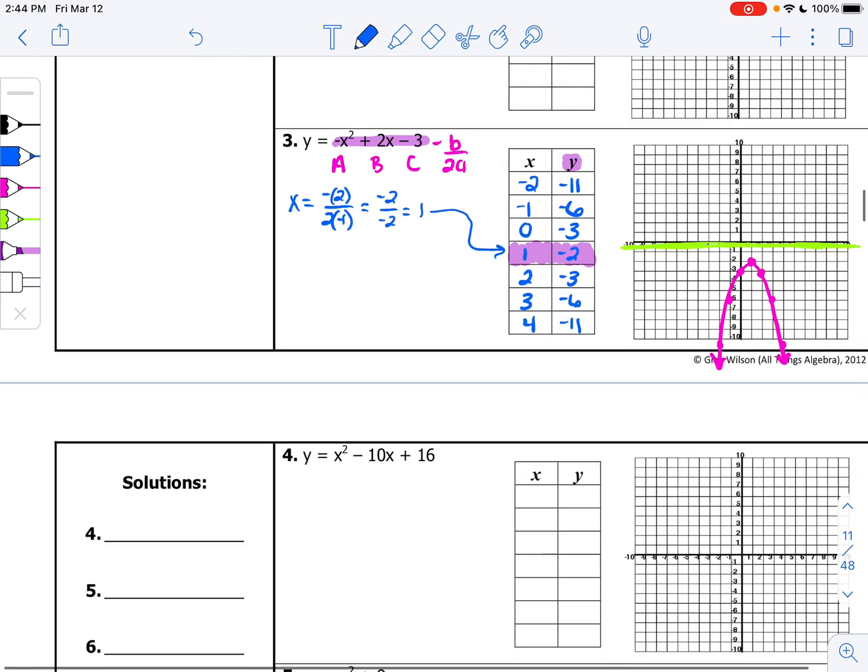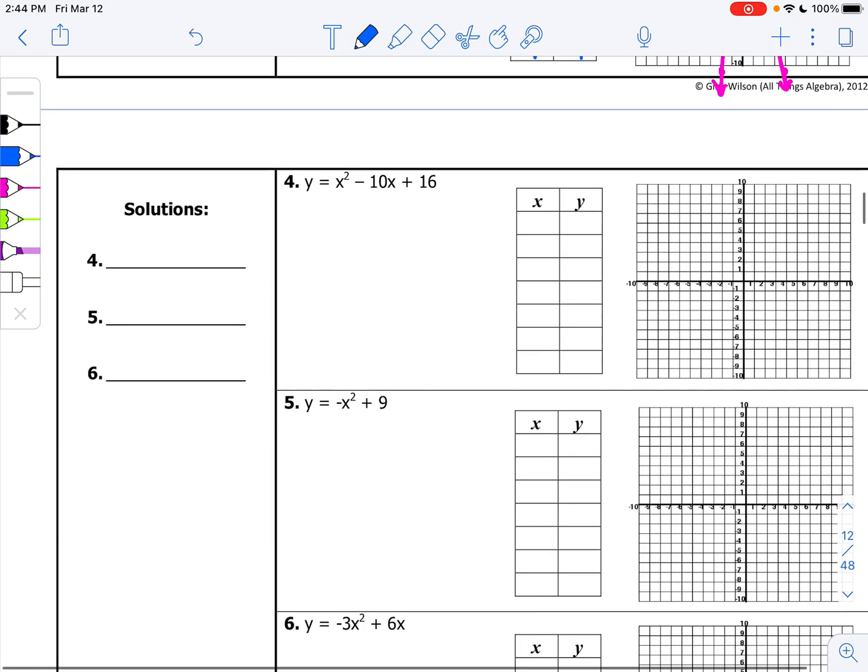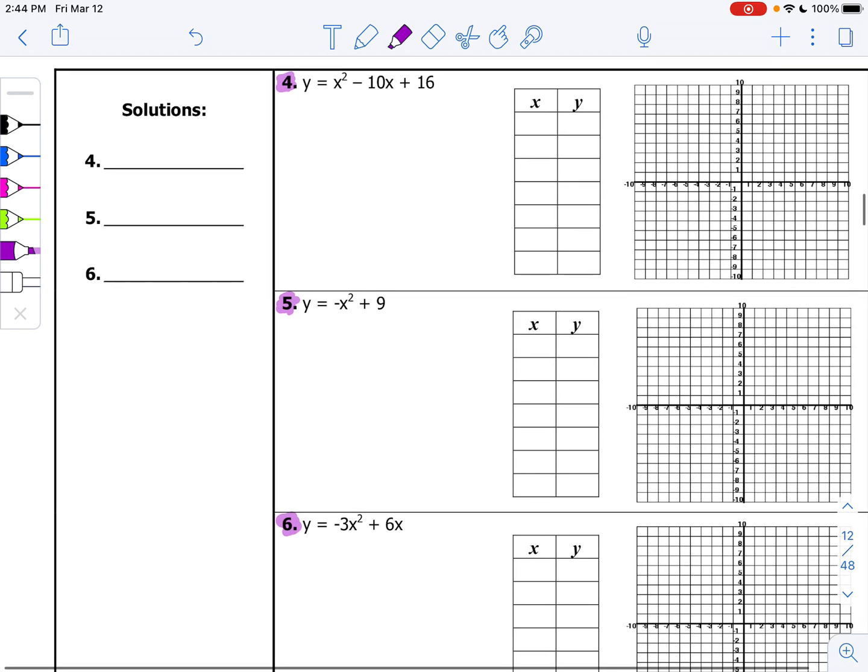On the next page, if you'll highlight numbers 4, 5, and 6, you're going to be doing this same thing. Remember, if you don't have an A, B, and C, if one of those pieces is missing, we use 0 to represent that number. So you're going to need to remember that for number 5 and number 6.